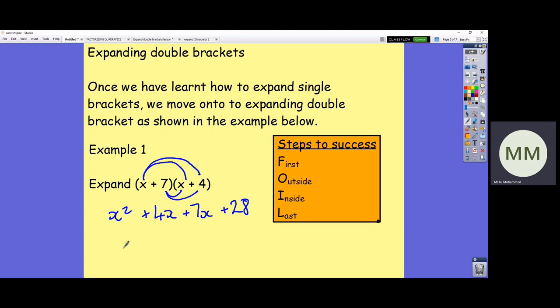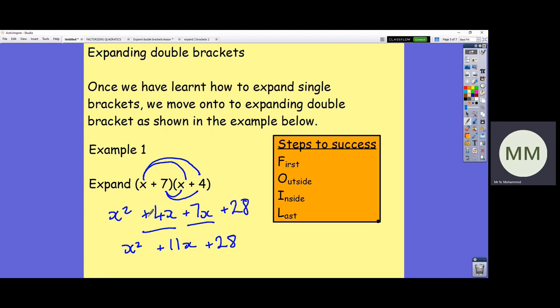Why? Because I need to simplify this down by collecting like terms. My like terms are the 4x and the 7x. I put them together and I get a plus 11x, and then I got a plus 28 at the end there, done.